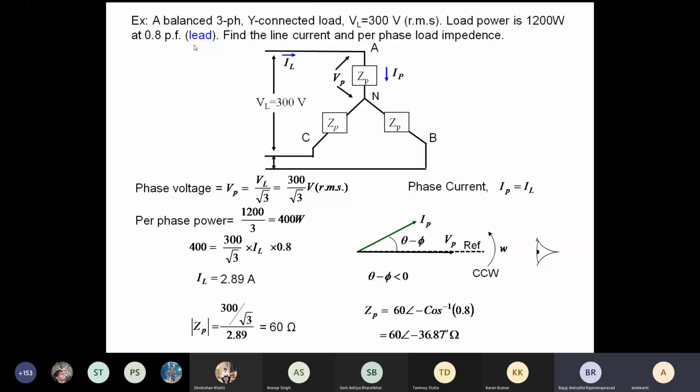But 300 by √3 is along the... Vp is the phase voltage. Yes, sir, so I think we have to take VL there. Why? We are only considering what is happening between A and N. VL is applied across AC, not AN. So we are only interested in what is happening across AN, because we are handling per phase. Okay, sir, got it.